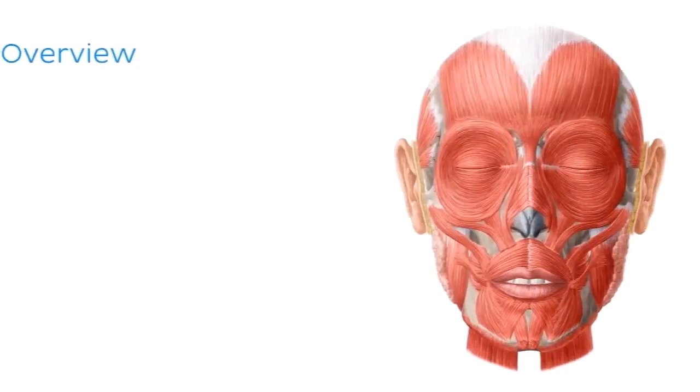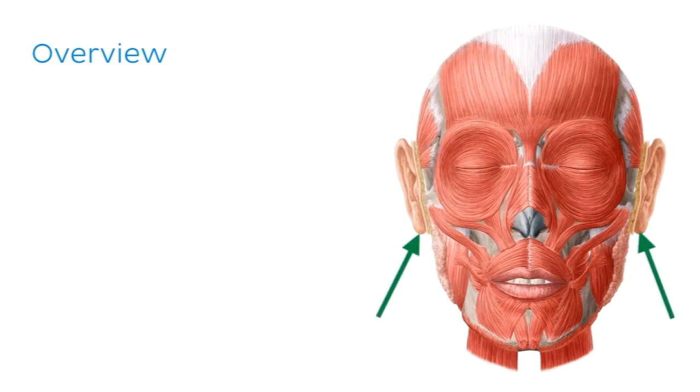The head, which you can see in a frontal view without the skin on the right, is the most superior structure of the human body. It is attached to the trunk of the body by the neck and contains the brain, the ears, the eyes, the nose, and the mouth.